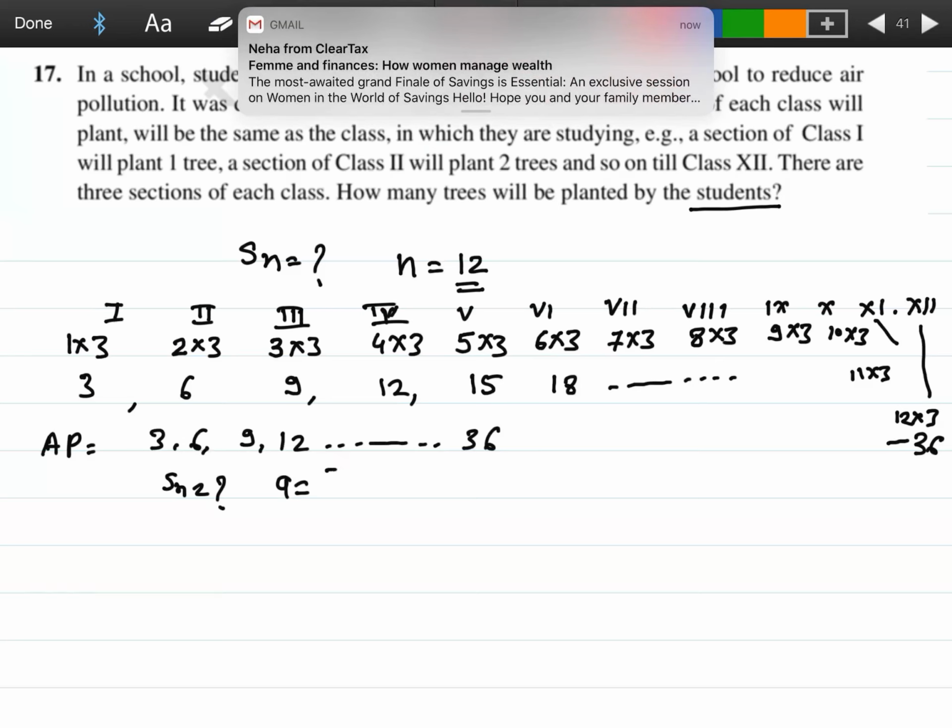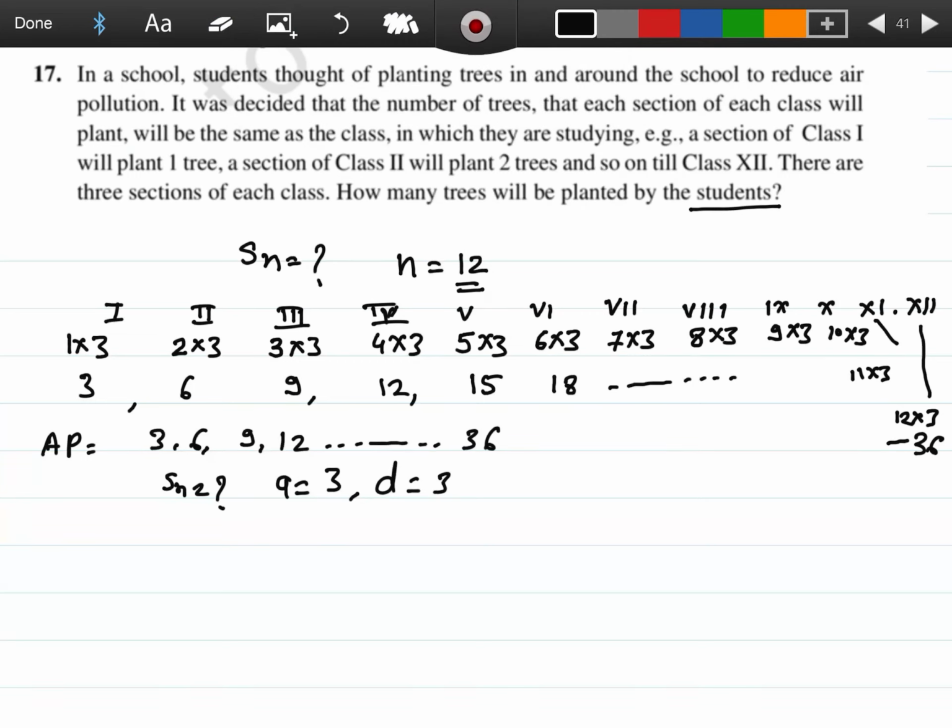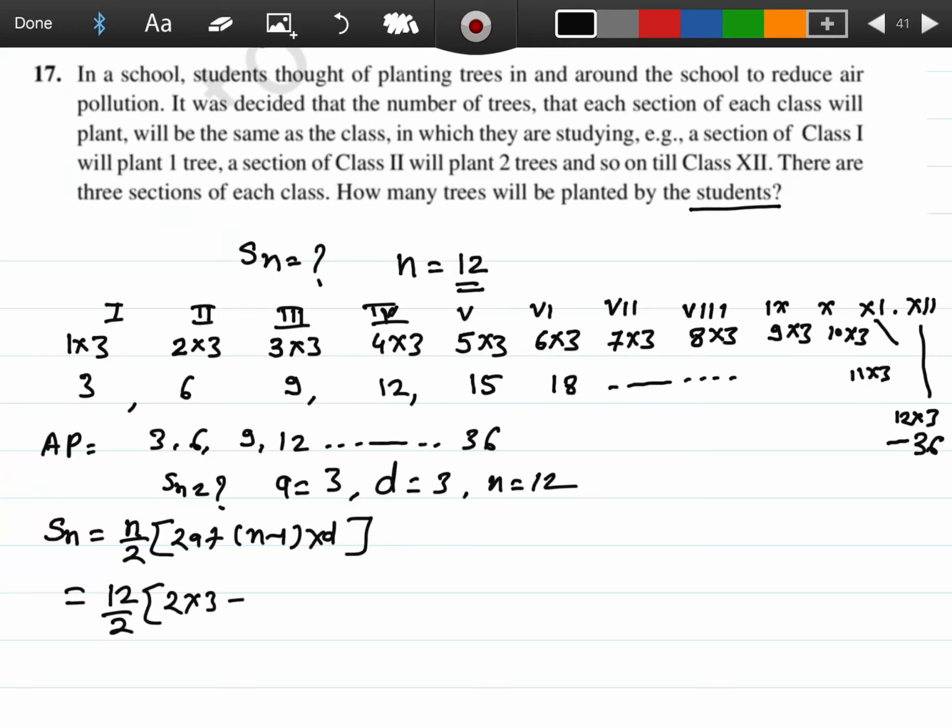So we have D. S_n we want to find. A is 3 and D is also 3 and N is equal to 12. So what is the total number of trees that will be planted by the classes? S_n is equal to n by 2 into (2a plus (n minus 1) into d), that is 12 by 2 into (2a, a is 3, plus (12 minus 1) into d, d is 3).